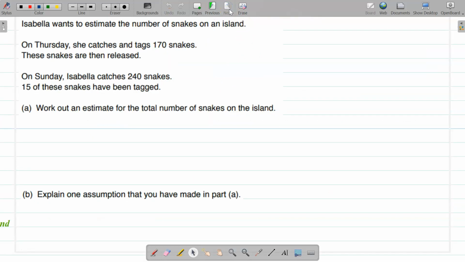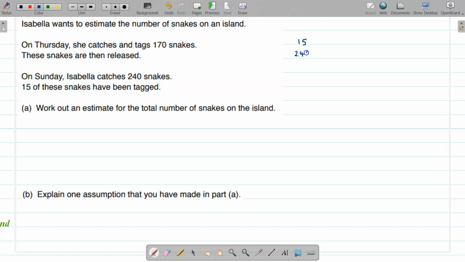And one more question, and this one is about the recapture method. So you've got an island full of snakes, and on Thursday Isabella catches and tags 170 snakes. These snakes are then released. On Sunday she catches 240 snakes and only 15 of them had been tagged. So in other words, when she recaptured them, 15 out of the 240 that she had caught were tagged.